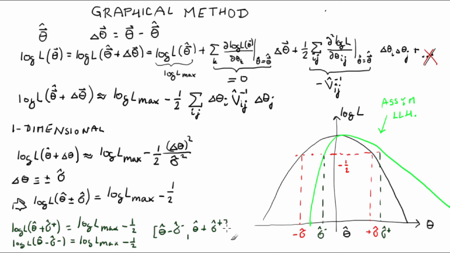A common way how to communicate an experiment result is to quote the maximum likelihood estimator and the up and down uncertainties as theta hat, superscript plus sigma hat plus, subscript minus sigma hat minus.